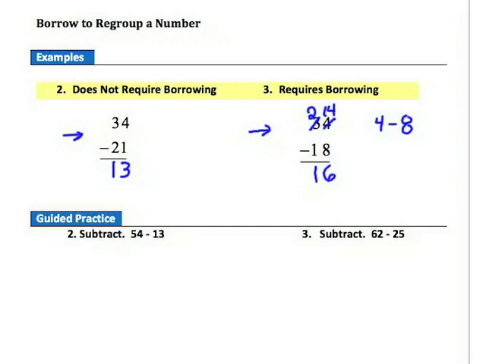Question 2. We're going to subtract 13 from 54. Now I'm going to start over in the ones column. 4 minus 3 is 1. Now in the tens column, 5 minus 1 is 4. So I get an answer of 41.